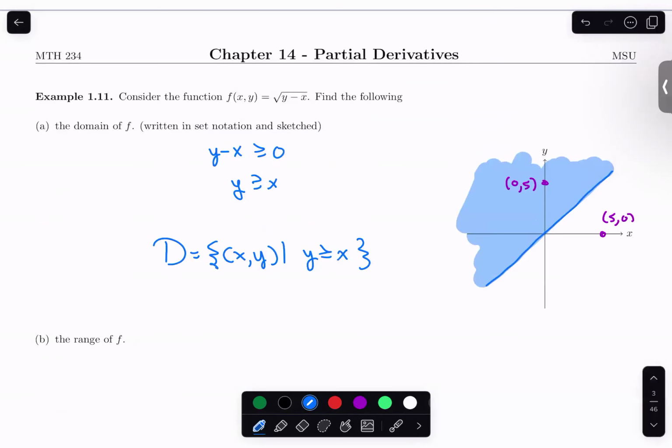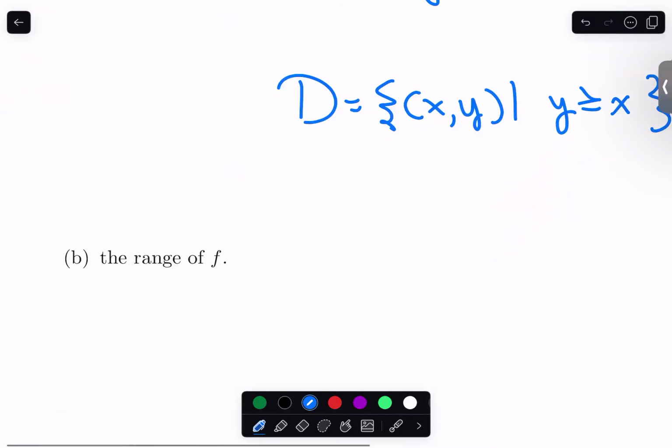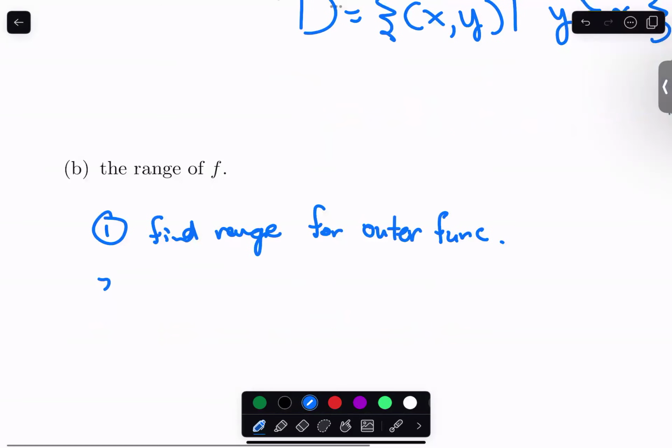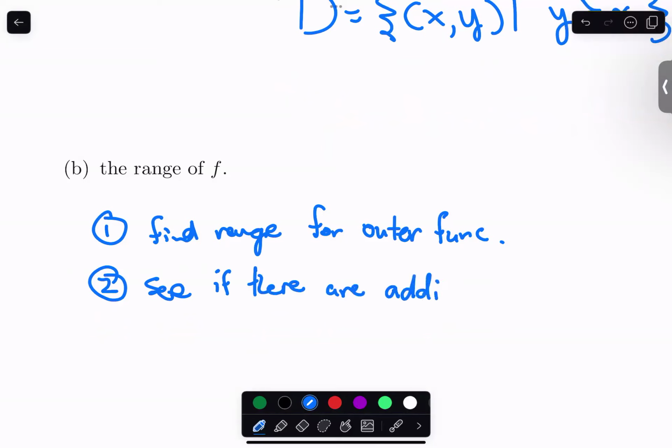The main thing that I like to do is think about the outer function and then what we're plugging inside of it. So step number one, I would say, is find the range for the outer function. And then step two, see if there are additional restrictions based on what you're inputting into it.